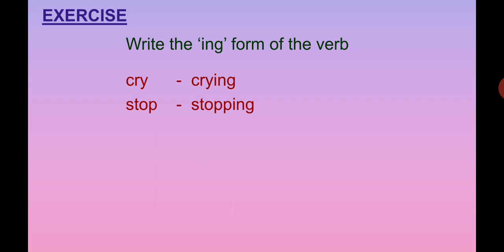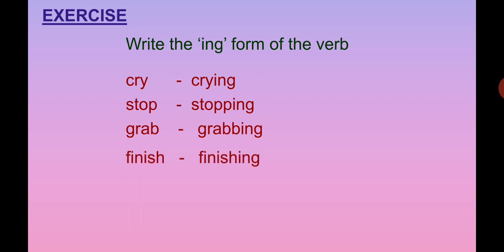Last letter is a consonant and before the consonant there is a vowel. Then what will we do? We double the last letter and add ing. It will be stopping. Grab, grabbing. Same way, last is a consonant and before the consonant the vowel is in a verb. Then we will double the consonant and add ing.